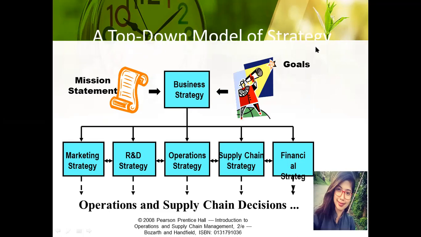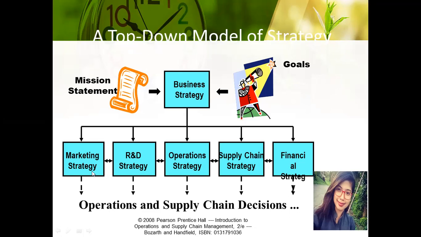A top-down model of strategy. We have the mission statement, the business strategy, and the goals. So the business strategy is composed of the mission statement and the goals that are coordinated. And then the business strategy has different sub-departments, which also have different strategies. Specifically, we have the marketing strategy, research and development strategy, the operations strategy, the supply chain strategy, and the financial strategy. As you can see, we have the arrows as representation of its movements.